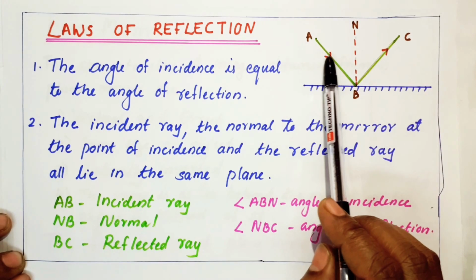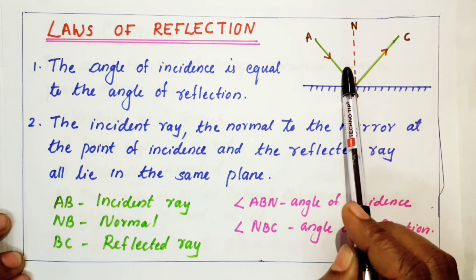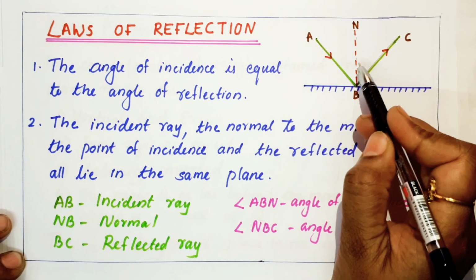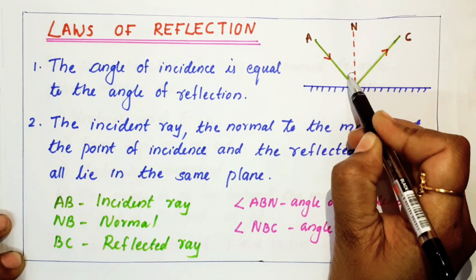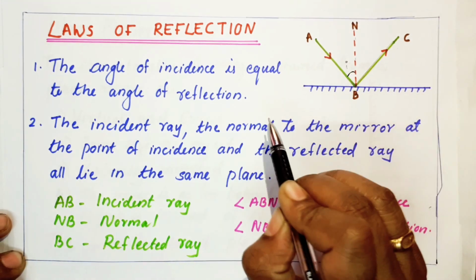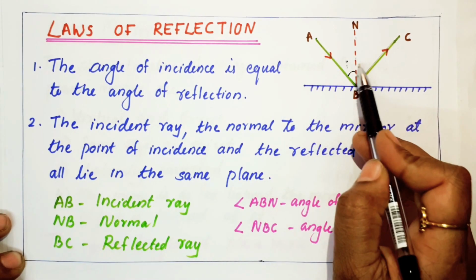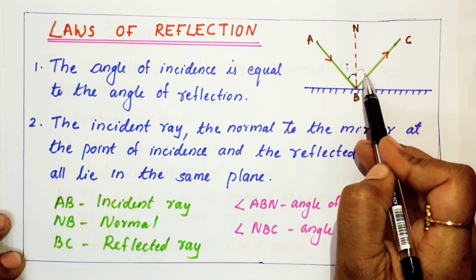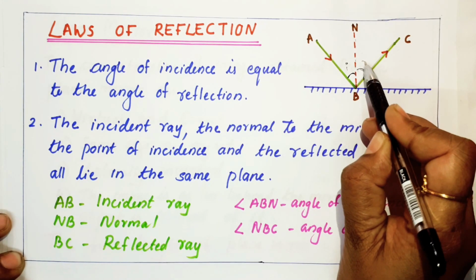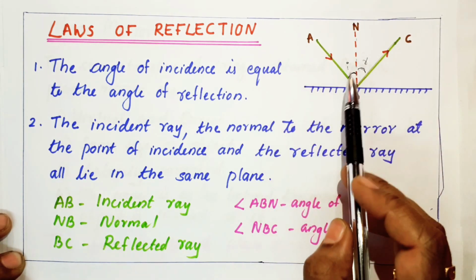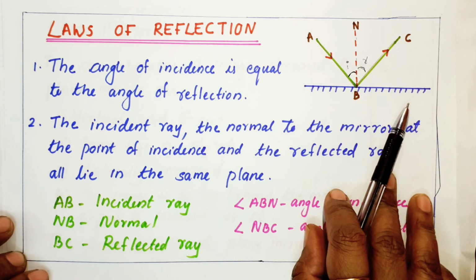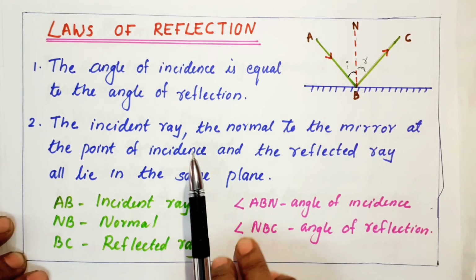The angle between the incident ray and the normal is termed the angle of incidence. You can write it as I. And the angle between the normal and the reflected ray we call the angle of reflection. So this is called the angle of incidence and this is called the angle of reflection.